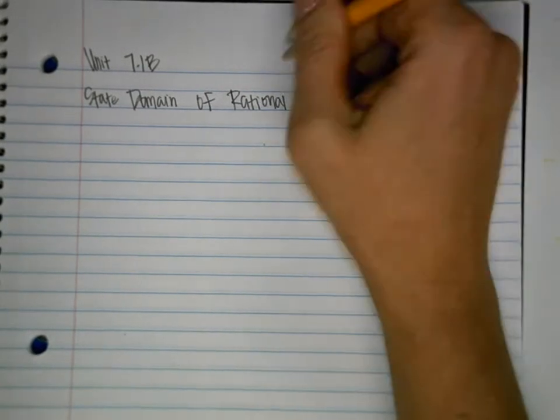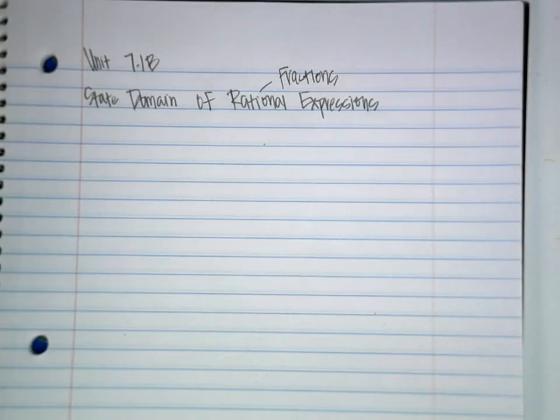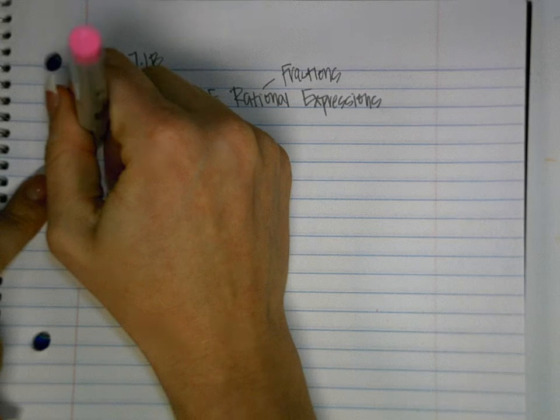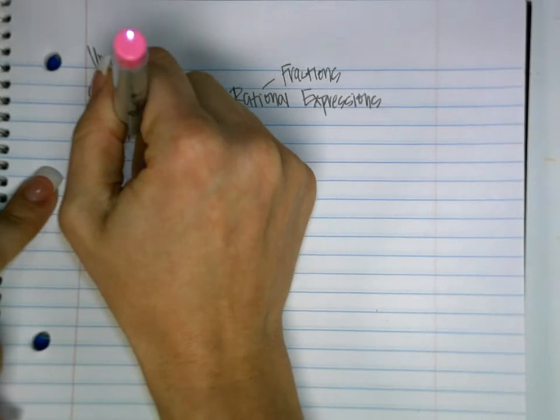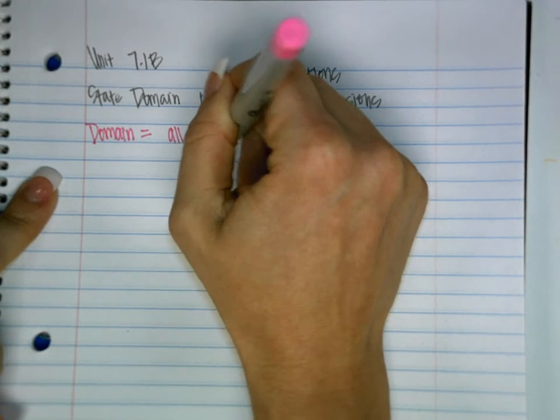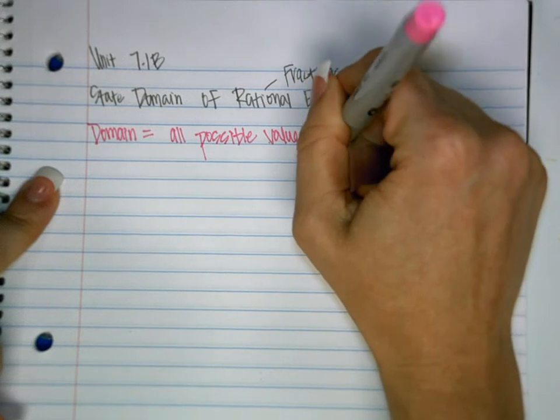unit. Okay, our last unit we were doing radical expressions, so that means they had square roots. Okay, this time we're doing rational expressions. So does anyone remember what is a rational expression? Fractions. Okay, so what do we not want to have? Or first off, what is the domain? What is domain talking about? Domain is what? The possible x values. Okay, so domain is all possible values of x.